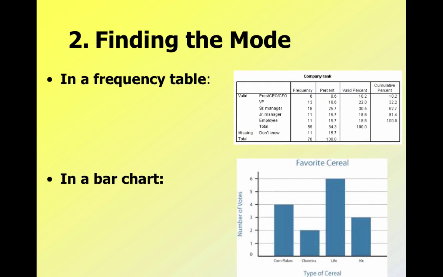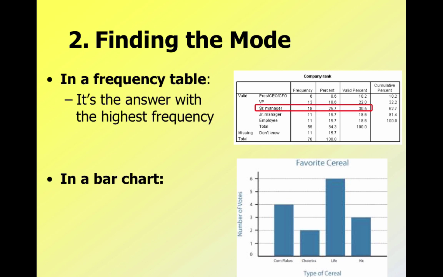So if we're looking at a frequency table, how would you figure out what the mode is? Okay, think about the definition of the mode. Looking at this frequency table, which company rank is the most common? Well, we see senior manager is the most common, right? With 18 people, which happen to be the biggest percent, 25.7%. In the frequency table, this is really just the answer with the highest frequency or largest valid percent.